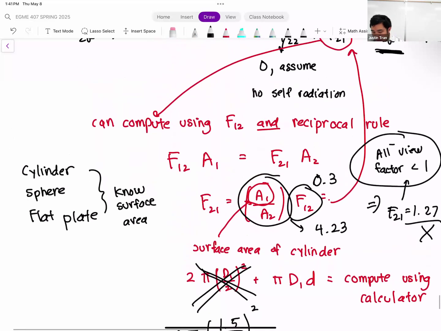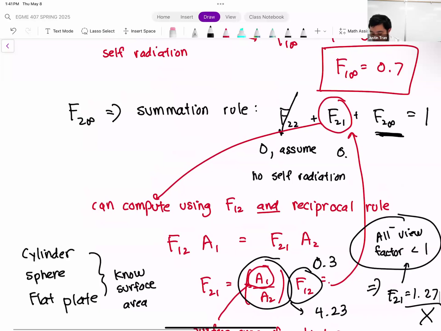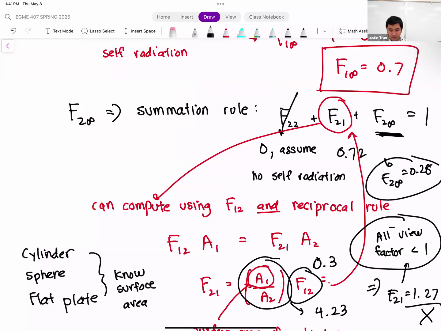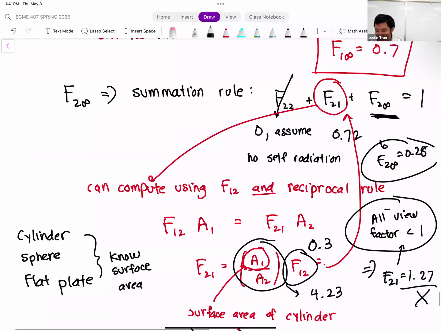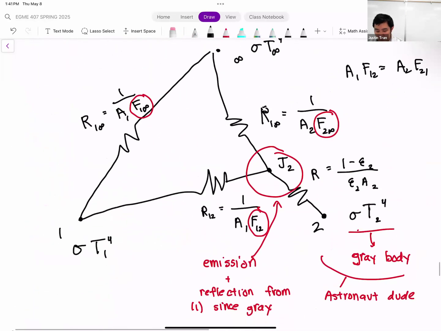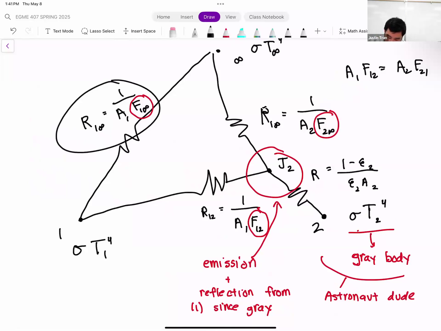Okay, all right, so that gives you F21. So F21 here is about 0.72, I think you said. And so that means F2 infinity is about 0.28 in this case. All right, any questions on this? Okay, good. Now that we have all the view factors, we can compute all the resistances in the circuit. So now we can compute R1 infinity, R12, and R2 infinity.